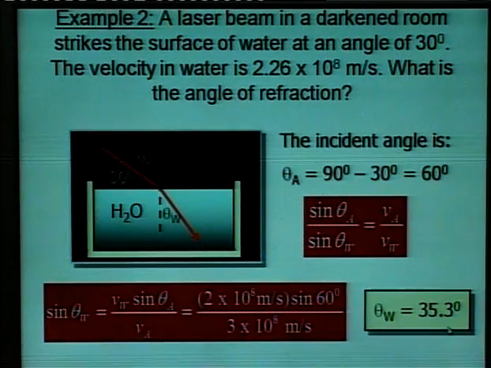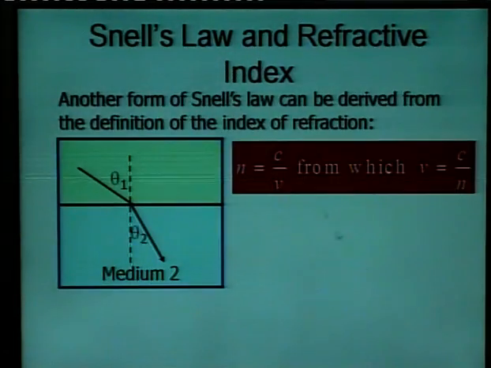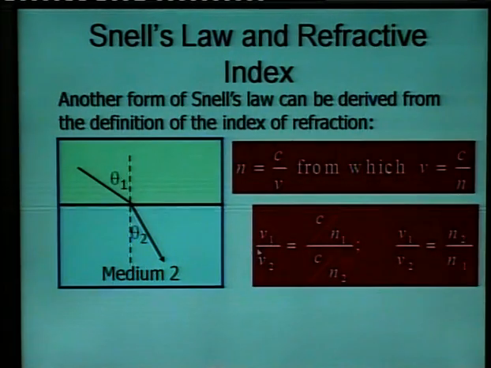It comes out to be 35.3 degree. Another form of Snell's law can be derived from the definition of index of refraction. So n is c upon v, from which v is c upon n. So v1 upon v2 is c upon n1 divided by c upon n2. Cancelling c, we get v1 upon v2 is n2 upon n1.